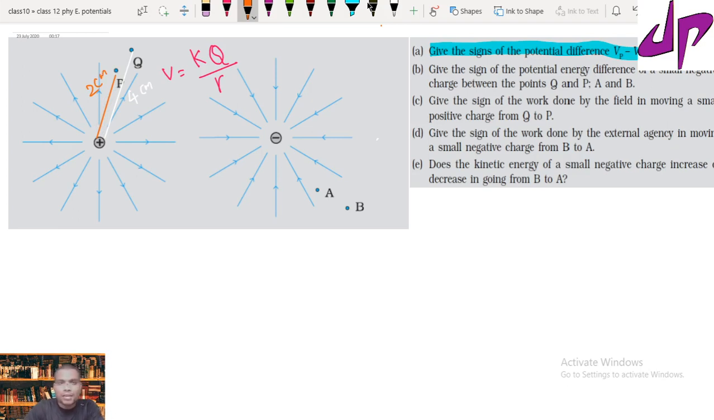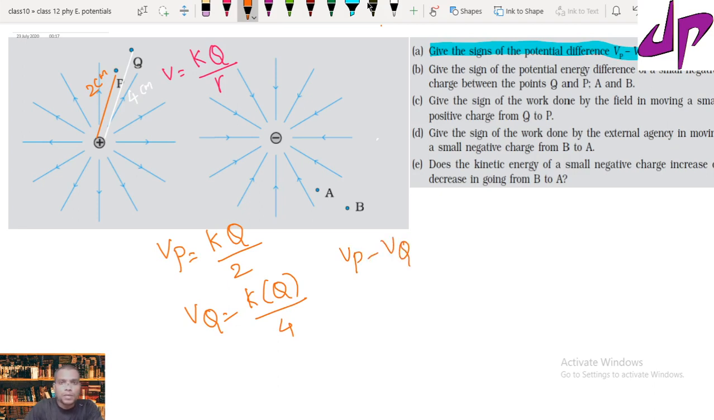Now you just calculate the potential at point P. The potential at point P equals K, here the source charge Q is positive, upon R, here R is at a distance of 2. And the potential at point Q we can write K, the source charge is positive, upon the distance 4, and we need to calculate Vp minus Vq.